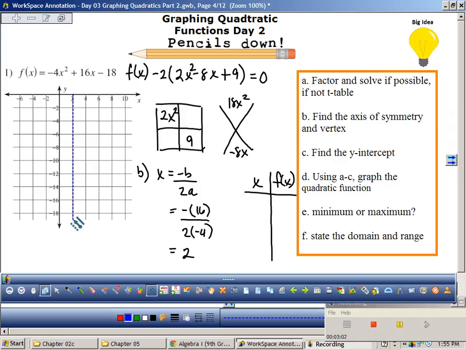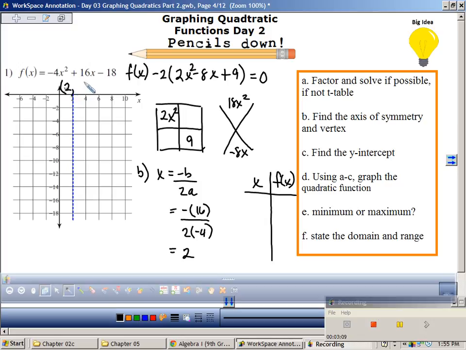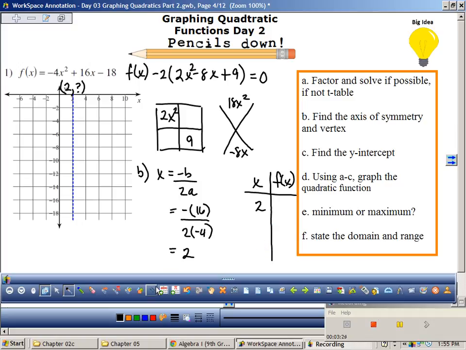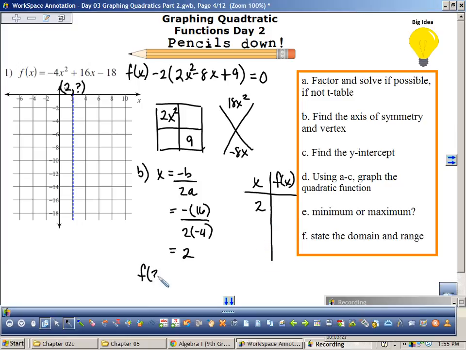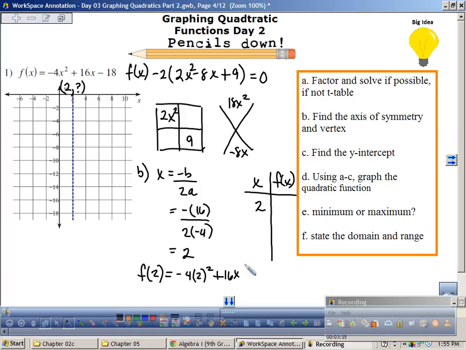So I go to 2, draw my axis of symmetry. Next, I want to know if I put 2 into my function, what am I going to get out for y? Because that's called my what? What's going to be on this line? My vertex. That's my first value that goes into my table, 2. When I put 2 into my function, I get -4 times 2 squared plus 16 times 2 minus 18.